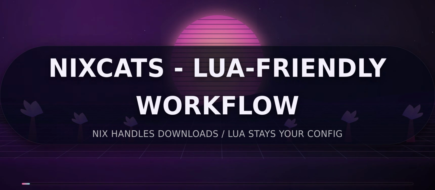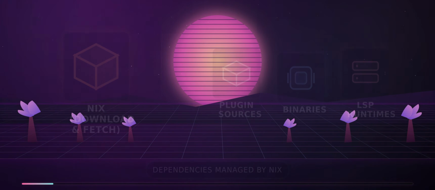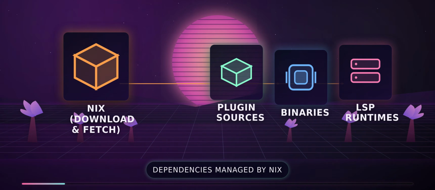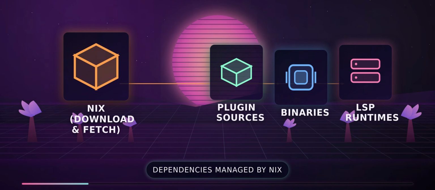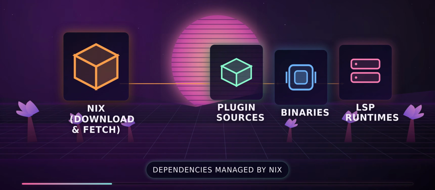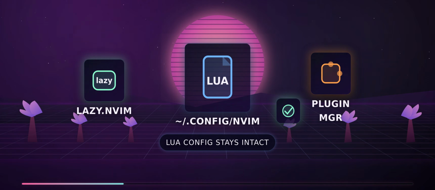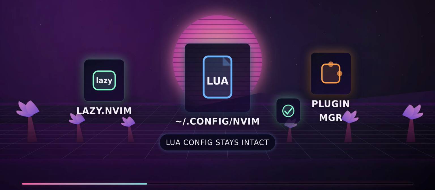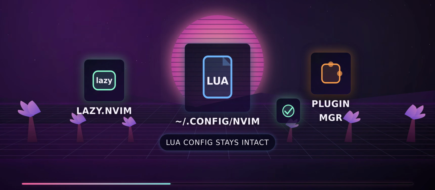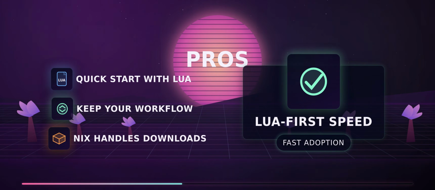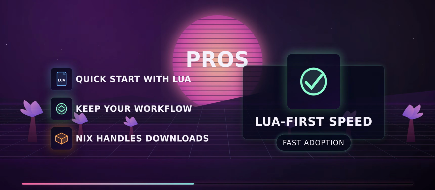NixCats is the most Lua-friendly of the three. With NixCats, Nix is mostly a package manager. It fetches plugin sources, binaries, LSP runtimes and so on. But you keep your normal Lua config just like you would in the standard .config/nvim. You still use lazy.nvim or whatever plugin manager you prefer, and you don't have to translate your existing Lua into Nix. The pros are: it's easiest to adopt if you already have a Lua config, it keeps existing Neovim workflows intact with minimal rewrites, and it's great if you want Nix to manage your downloads and leave the config in Lua.